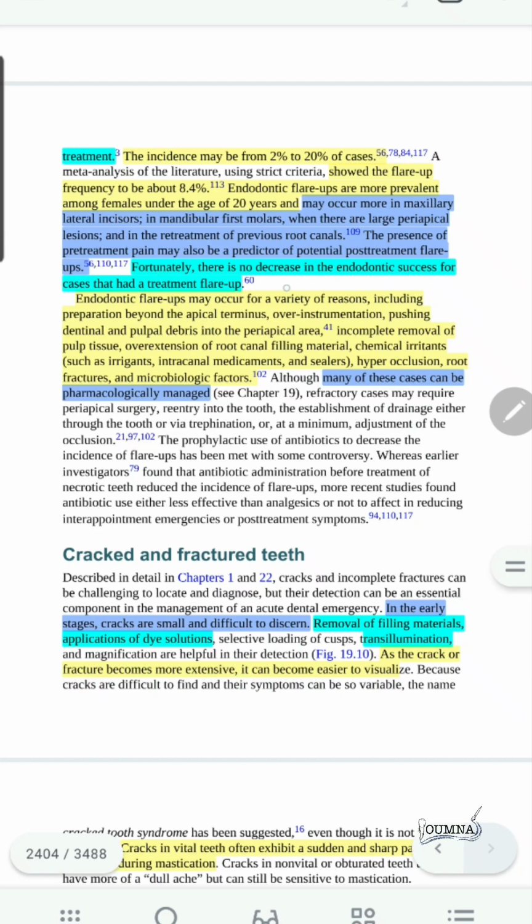It happens for a variety of reasons, including the preparation beyond the apical apex, the over-instrumentation, pushing the dentinal and pulpal debris into the periapical area. Many of these cases can be pharmacologically managed.